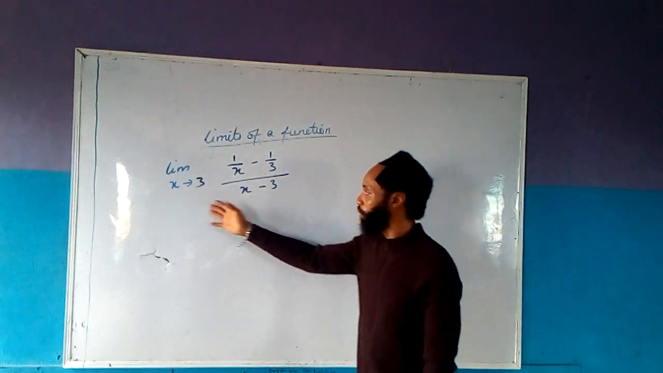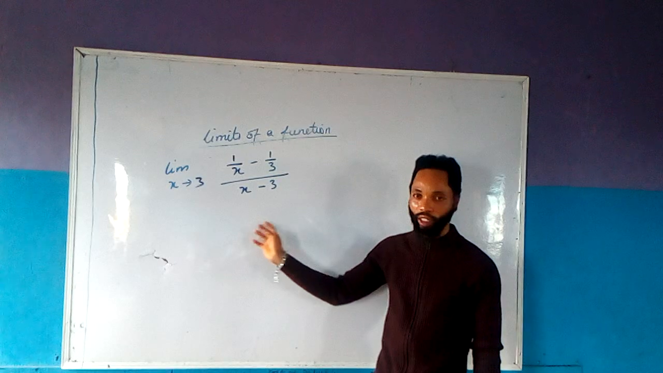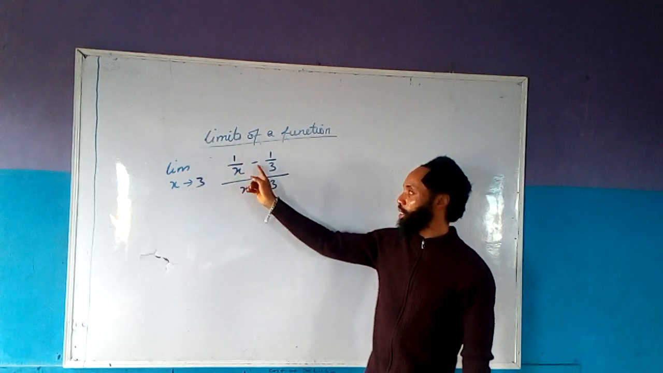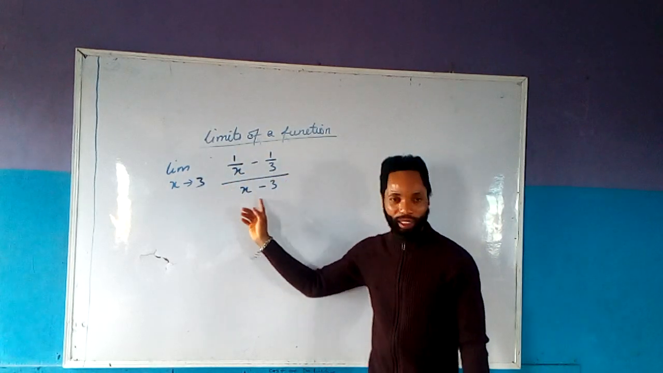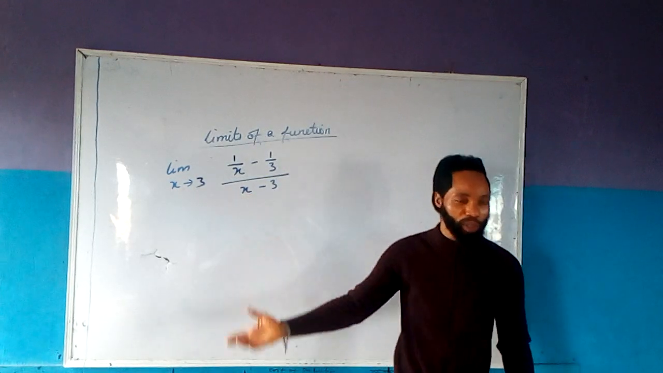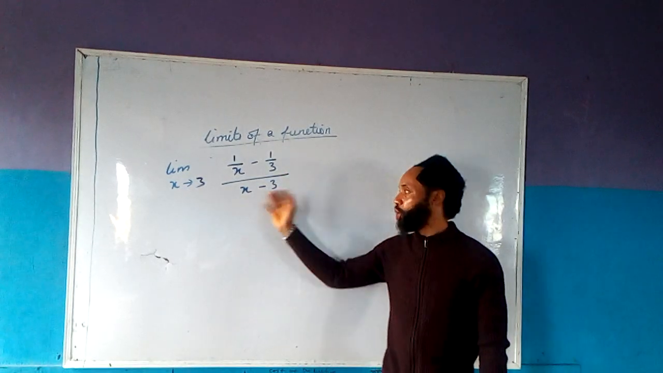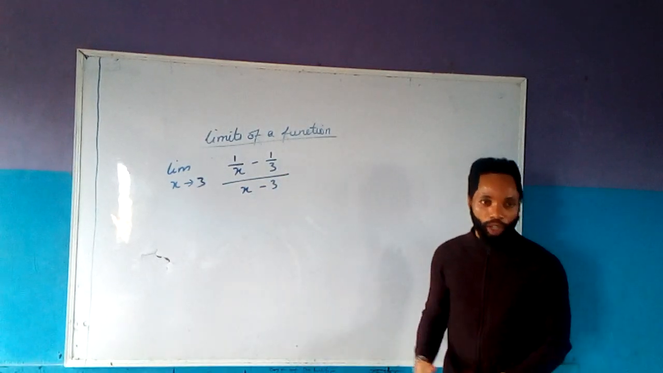Okay, we have a question here. Limit as x approaches 3 for the function (1 over x negative 1 over 3) all over (x negative 3). Now, if you set x equal 3 here, what are we going to get? A 0. So it will be an undefined expression. So we want to do something about that.